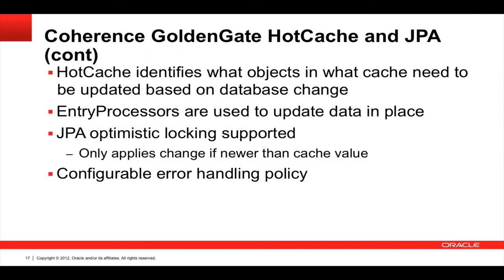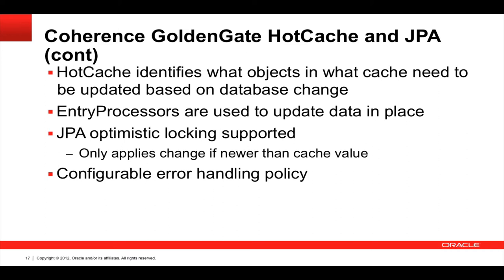So with HotCache, we are able to figure out what objects in the cache need to be updated given a database change. We use Coherence entry processors to update the data in place. We do not pull the data from the cache into the HotCache component, modify it and put it back. We actually send entry processors that update the appropriate objects and only the appropriate fields based on the database changes. We do have support for optimistic locking.